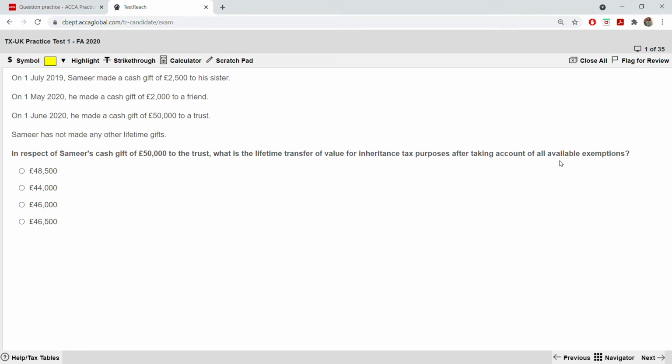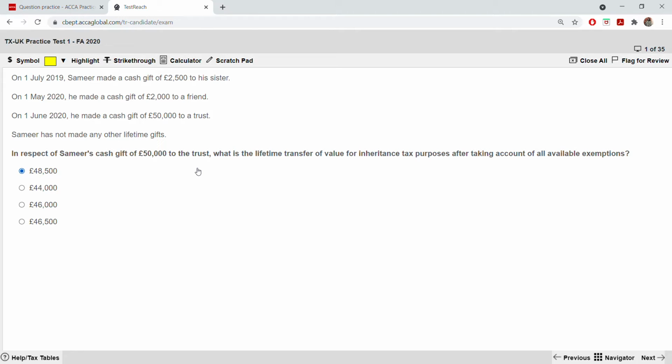What are the exemptions? From 50,000. Okay, he made a cash gift of 50,000 to the trust. In respect of the cash gift of 50,000, what is that? Lifetime transfer of value. So from this 50,000, you have to deduct exemptions. Okay.